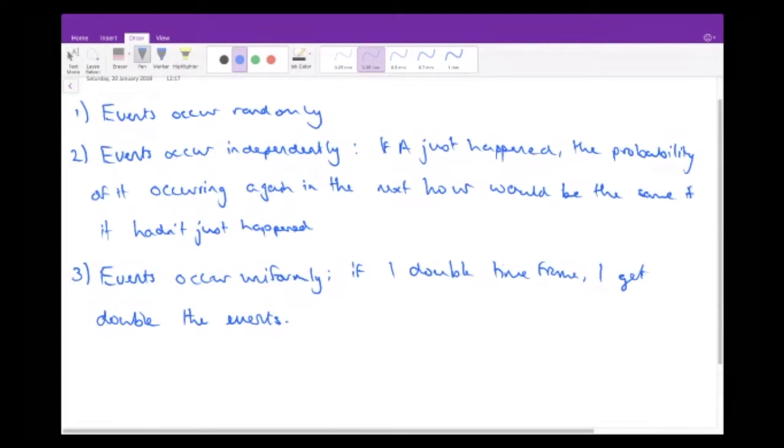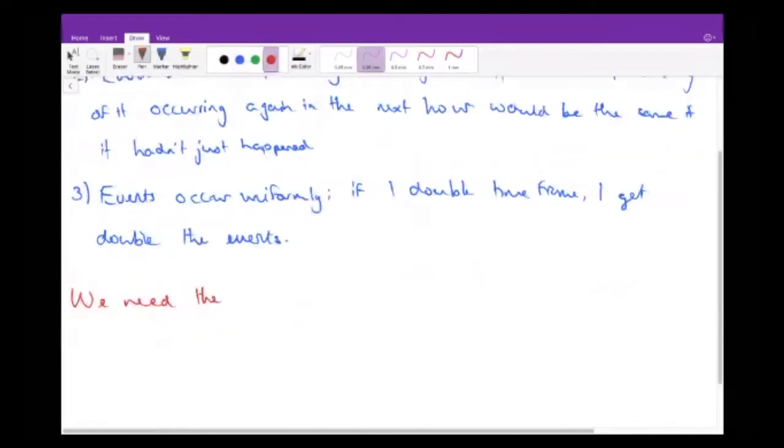So for the binomial, we needed the number of trials and the probability of a success from the trial. For the Poisson, to describe it, we just need the mean rate of the Poisson distribution to describe it.